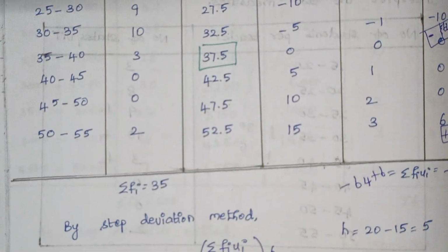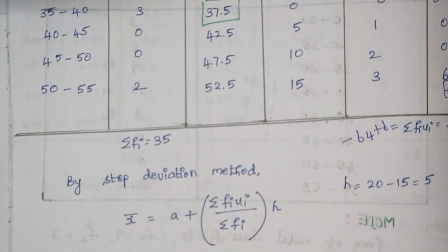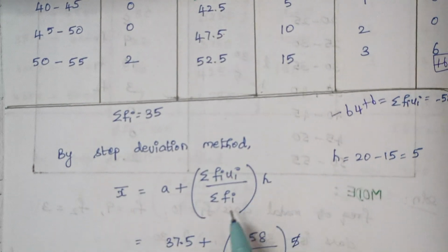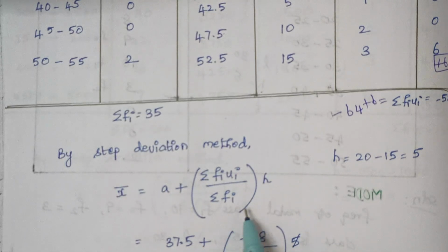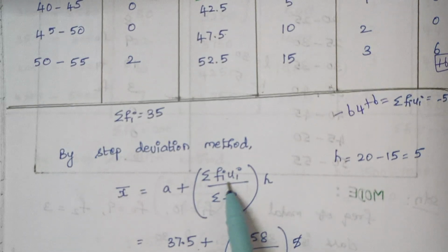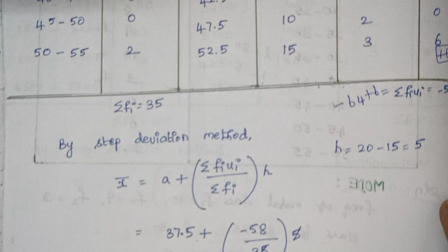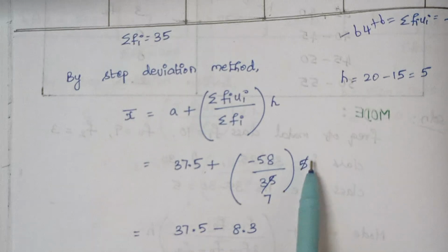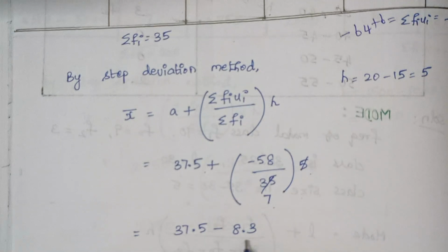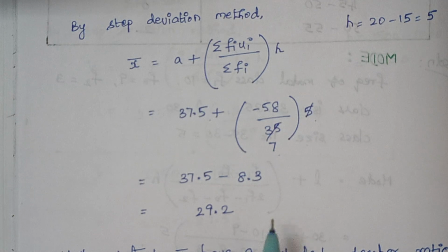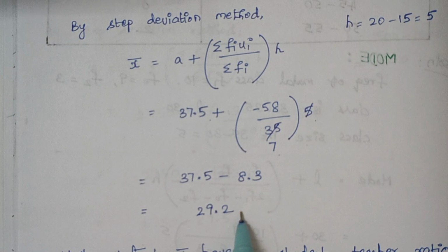Now we are going to use our formula, the step deviation method. What is the formula? x bar is equal to a plus summation of fi ui divided by summation of fi, into h. The value of a is 37.5. Here the summation of fi ui is minus 58, summation of fi is 35, and h is 5. So 5 and 35 cancel by 7 times, and minus 58 by 7 gives minus 8.3. So the final answer here is 29.2. So this is the value of the mean of the given data.